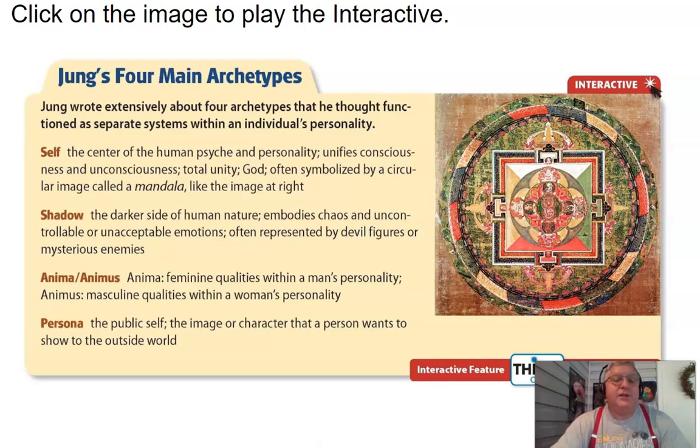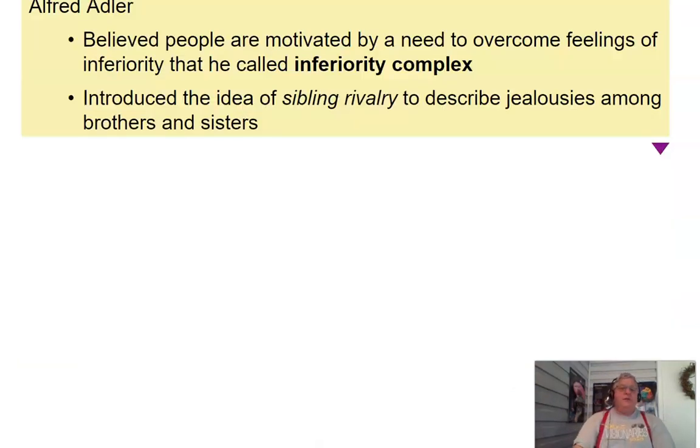The shadow is the darker side of human nature that embodies chaos and uncontrollable or unacceptable emotions, often represented by devil figures or mysterious enemies. Anima is feminine qualities within a man's personality, and animus is masculine qualities within a woman's personality. Persona is the public self, the image of the character that a person wants to show the outside world.